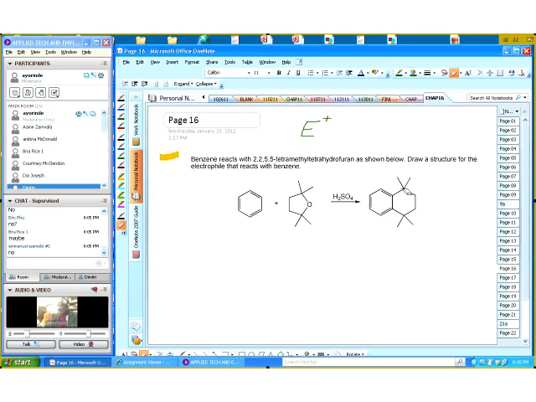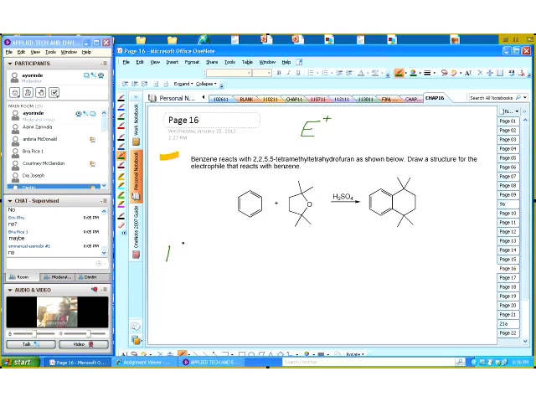Look at the product. This carbon here is being attached to benzene, is replacing the hydrogen. So what does that tell you about this carbon? This carbon must be the electrophilic carbon. That is what that is telling us. This must be the electrophilic carbon, the carbon that was positively charged, in other words, the carbocation. So once you recognize that, then you want to form the carbocation. So how do we do that?